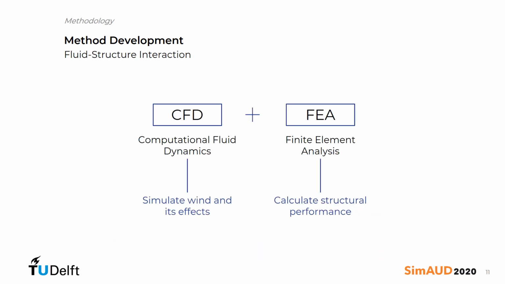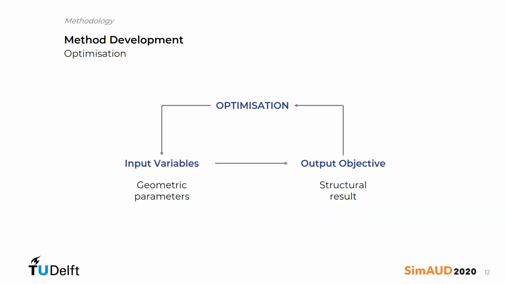Next was the coupling of the CFD and the FEA to form this fluid structure interaction process, where the output of the wind pressure simulated in CFD can inform the finite element analysis to get the structural performance. And the optimization will be formed based on the input variables of only geometric parameters run through the FSI method, and then the output objective would be the structural result from the finite element analysis.